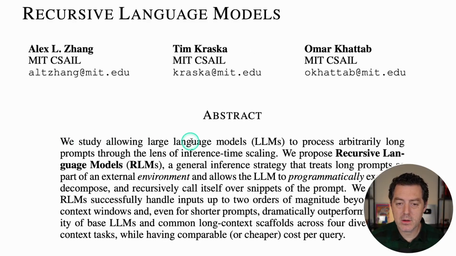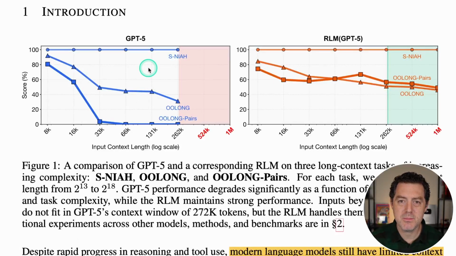We study allowing large language models to process arbitrarily long prompts through the lens of inference time scaling. And let me just show you the high-level results, and then I'm going to give you all of the details. So over here, what you're seeing is GPT-5, and it's not using the technique. And what you see is that for needle in the haystack, it works really well. But then for oolong and oolong pairs, it rapidly declines in quality as the context length increases and basically goes to 0 right around 262K.